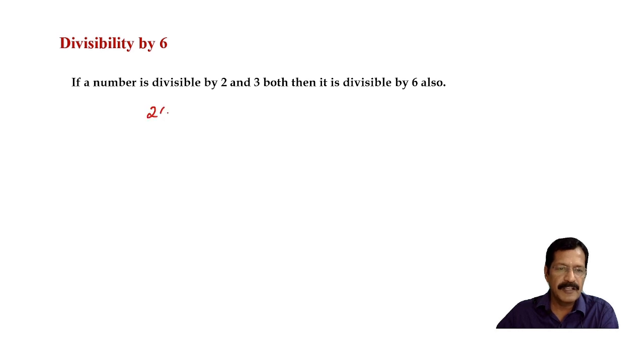So, I am writing 24. Now, what about the last digit? Last digit is 4, so it is divisible by 2. Now, what about the sum of the digits? Sum of the digits is 2 plus 4, and that is equal to 6. 6 is a multiple of 3, so 24 is divisible by 3 also. So, 24 is divisible by 3 as well as divisible by 2. So, the given number is divisible by 6.